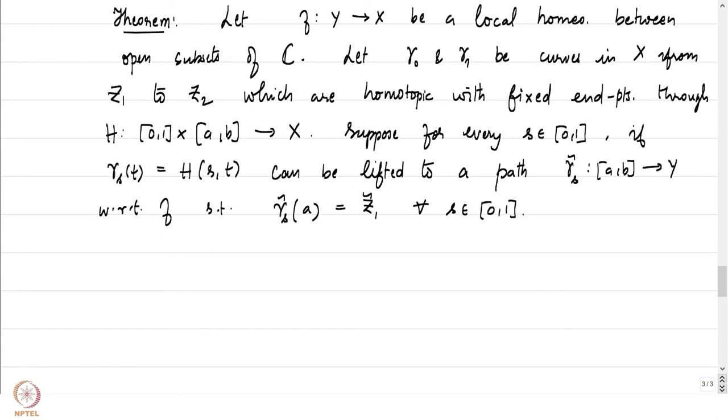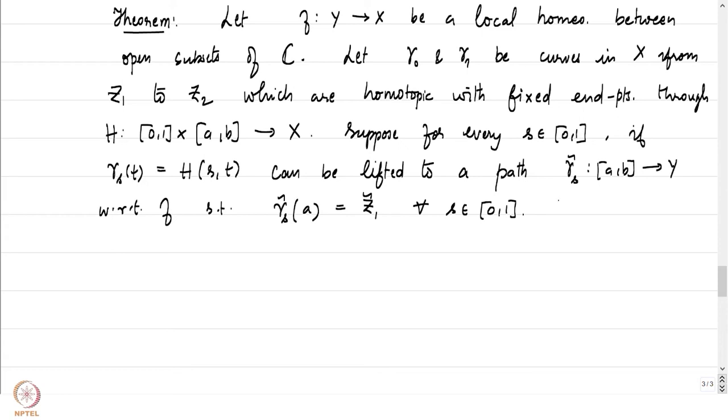That means what we have done is that at every stage gamma S is being lifted. We are given that it can be lifted to a curve in capital Y which originates at the same point Z1 tilde. Remember that because this is a lift, Z1 tilde has to be a pre-image of Z1, where Z1 was the initial point of both gamma 0 and gamma 1. So, the gamma S are all special paths which can be lifted. We are given that. That's there in the hypothesis.